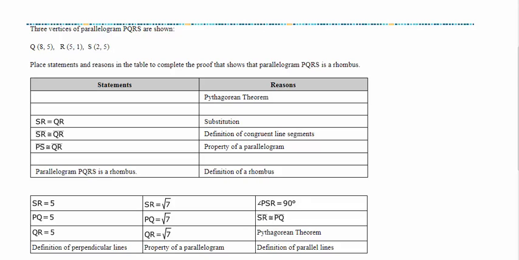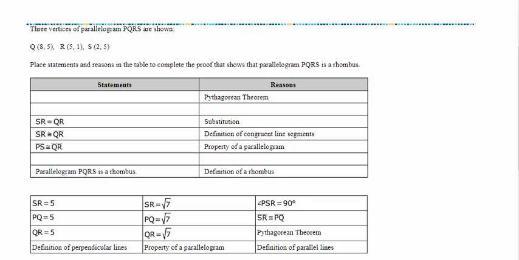Three vertices of parallelogram PQRS are shown, where Q is (8, 5), R is (5, 1), and S is (2, 5). Place statements and reasons in the table to complete the proof that shows the parallelogram PQRS is a rhombus.